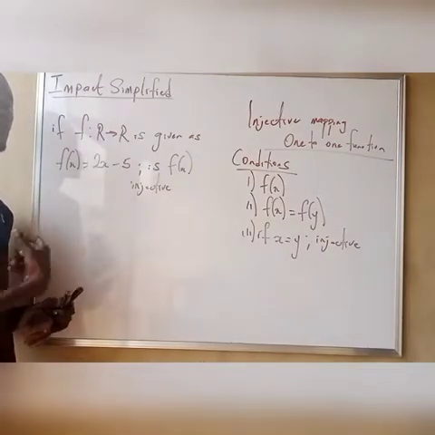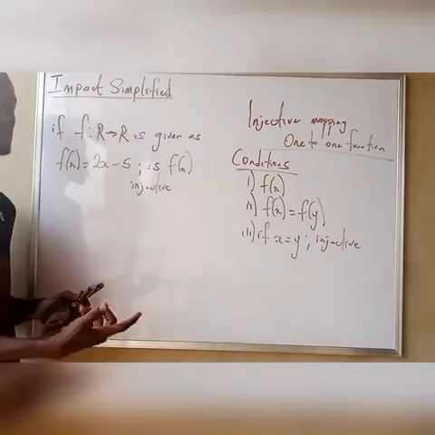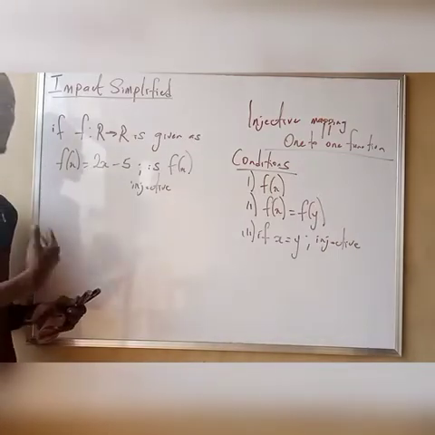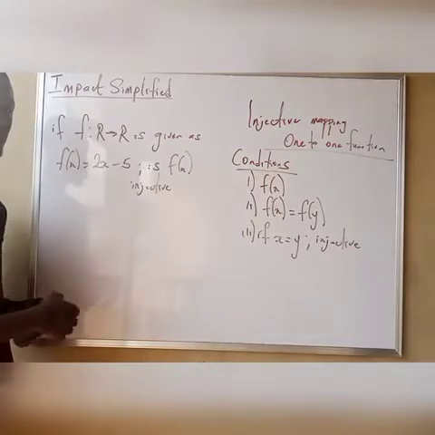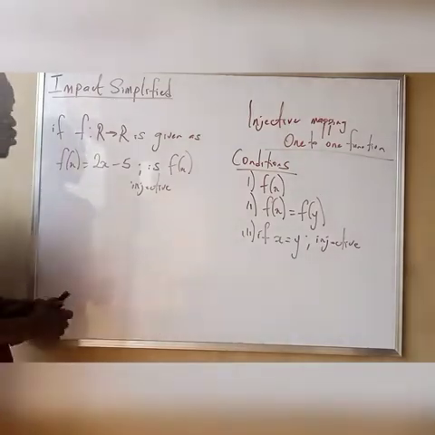R means your domain is real and your codomain is real. You know R stands for real number. So that means your domain is real and your codomain is real. Now for us to solve this, we are not having any input variable. So that means we have to use the condition.